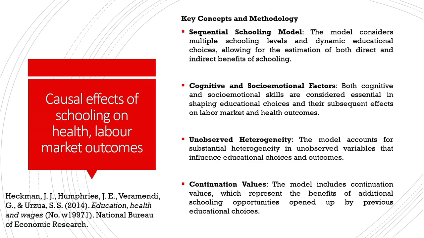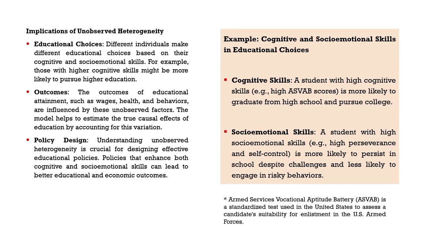Basically, the model includes continuation values, which represent the benefits of additional schooling opportunities opened up by previous educational choices. I will spend a little more time on what these terms unobserved heterogeneity and continuation values mean, because this is the interesting part of this paper. This allows us to think as to how these variables can be taken to measure the impact that they have on schooling outcomes and ultimately how that impacts health and labor market outcomes.